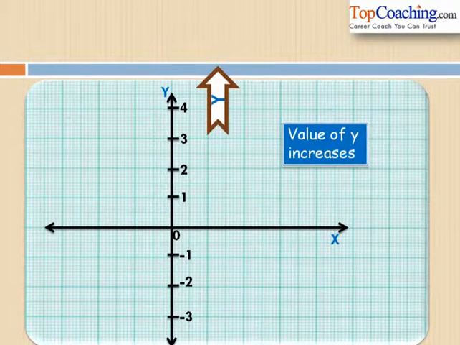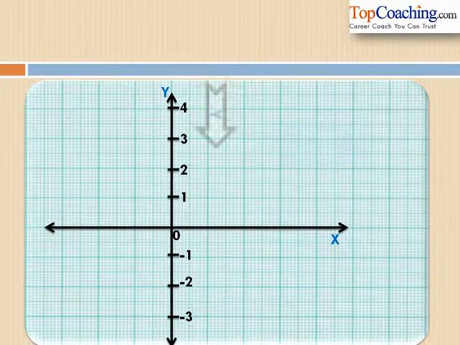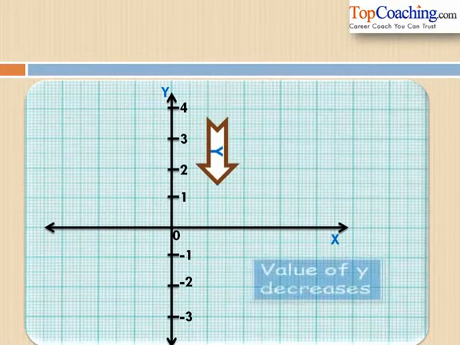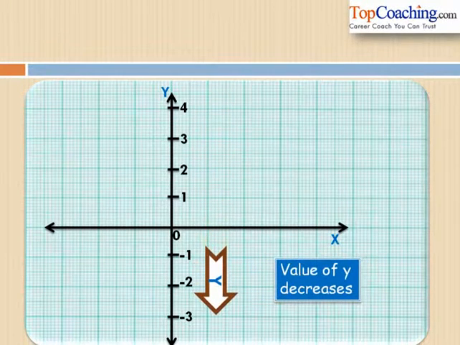So whenever we move upwards, the value of y would increase, and when we move downwards, the value starts decreasing, and after the 0 it starts becoming negative. So all the values below the 0 are negative and all the values above the 0 are positive. Also, if we move upwards, we see that the value of y increases, and when we move downwards, the value of y decreases. So this is the nature of the x-axis and the y-axis in particular.